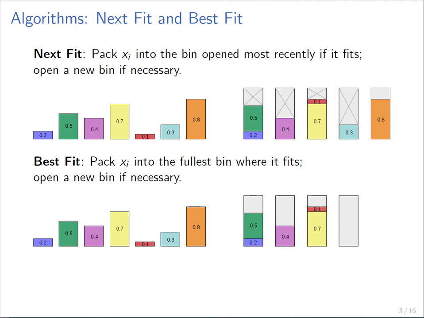Then on arrival of this light blue item here, we see that there are 2 bins where this item fits, namely the first bin and the second bin. However, the first bin is the fuller bin of these 2, so BestFit will pack the light blue item into the first bin. And finally, for the orange item, again a new bin is opened. So we see that BestFit uses only 4 bins here, while NextFit needs 5 bins in this example.